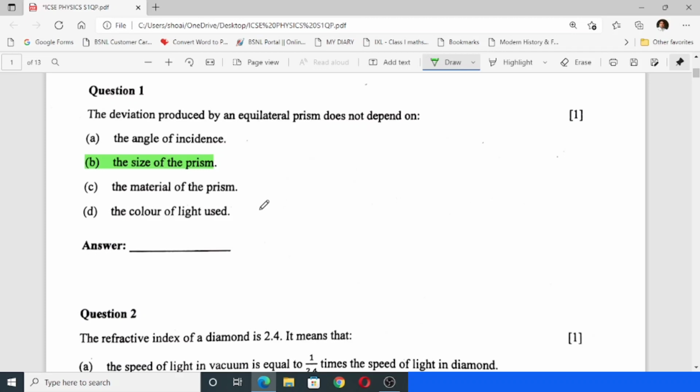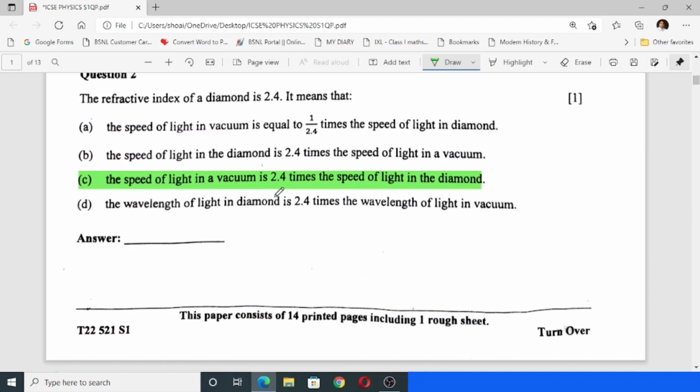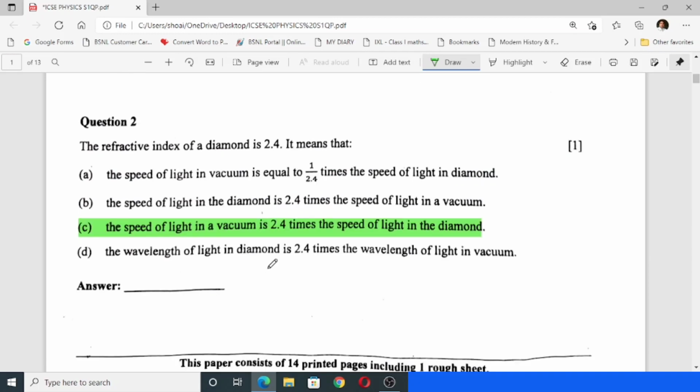Question number 1, the answer is B. I'll scroll slowly so that you can read the question also. Question number 1, it is B, the size of a prism. Question number 2, the answer is C, the speed of light in a vacuum is 2.4 times the speed of light in the diamond.